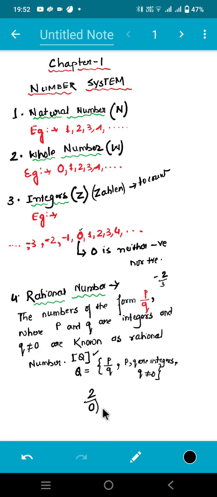Now 2 by 0, we don't know the answer. If we divide 2 by 0, does anyone know what 0 multiplied by gives 2? We don't know this answer, so it is undefined. No mathematician on earth has been able to answer this. Since we still don't get an answer, we say this form is undefined. Okay, so now let's move on to the next topic.